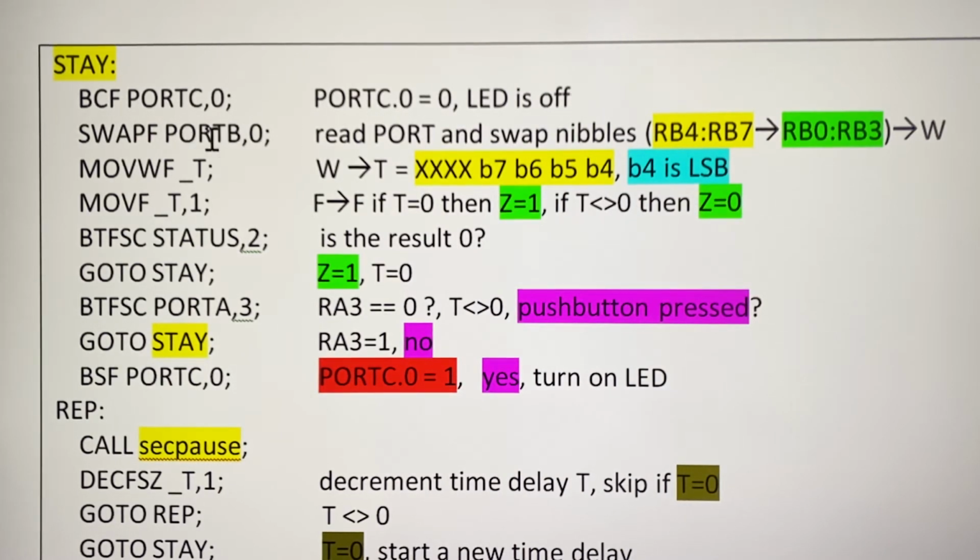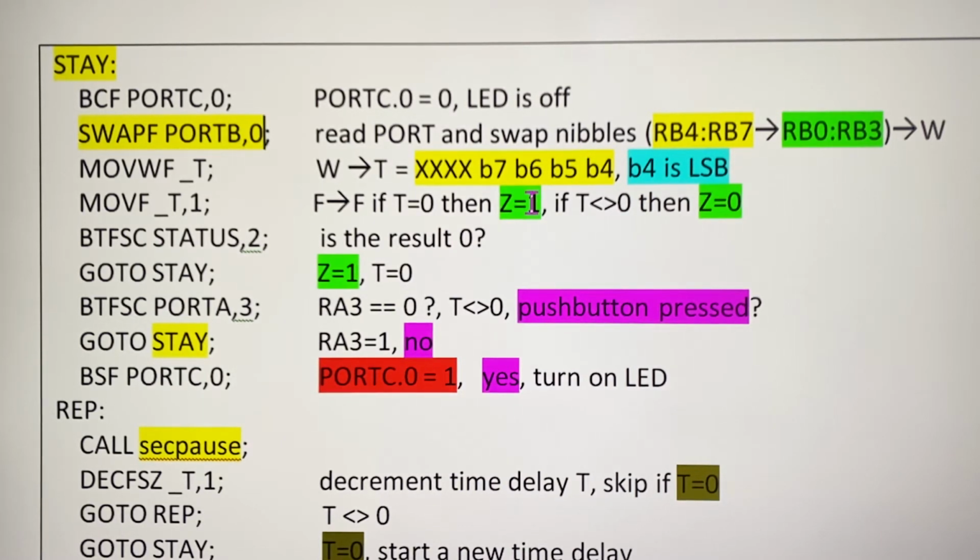Now we do a very interesting instruction here, the instruction swap nibbles on port B and store the contents on W. That's why there is a 0. Okay, let me highlight that one. So what is happening there? So we are reading port B and swapping nibbles. So nibbles RB4 through RB7 take positions RB0 through RB3, and RB3 to RB0 go to these positions. So it is a swap.